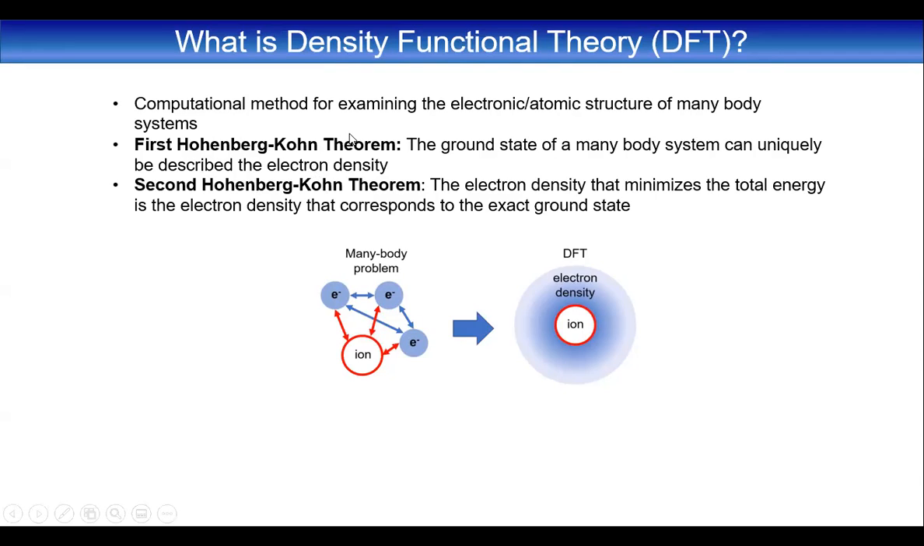the two Hohenberg-Kohn theorems. So the first theorem is the fact that the ground state of a many-body system can be uniquely described by the electron density. This doesn't say how or what the electron density should be. It's just that there is one unique solution for the electron density for the ground state.